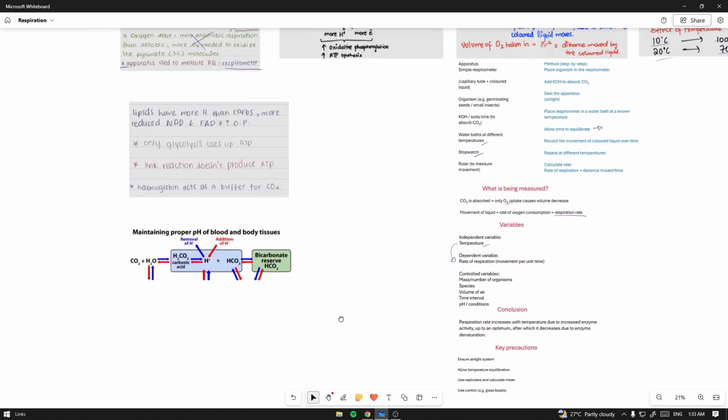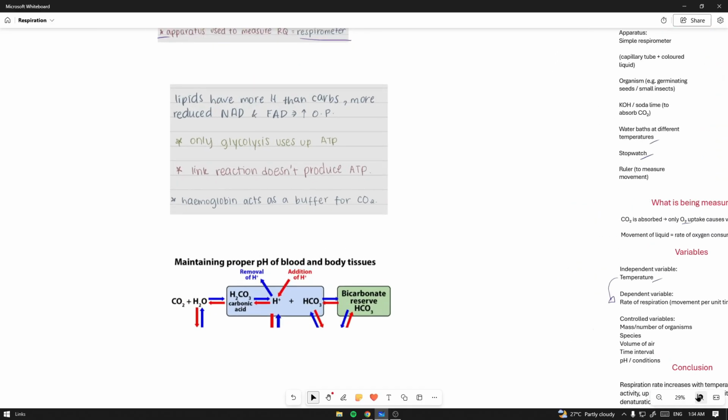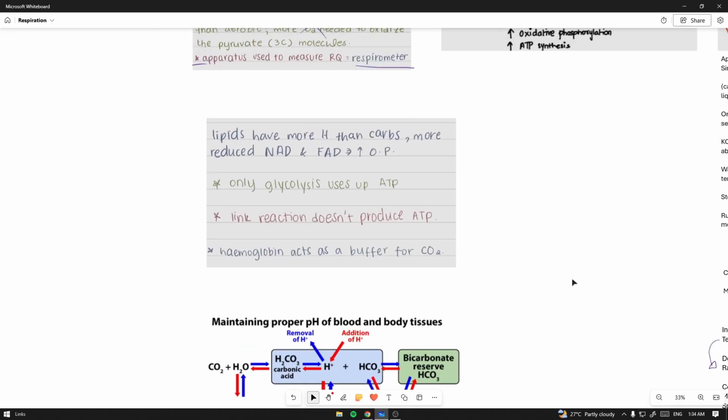What else do we have? Okay, this is not really related. Lipids have more. Okay, this is not related.